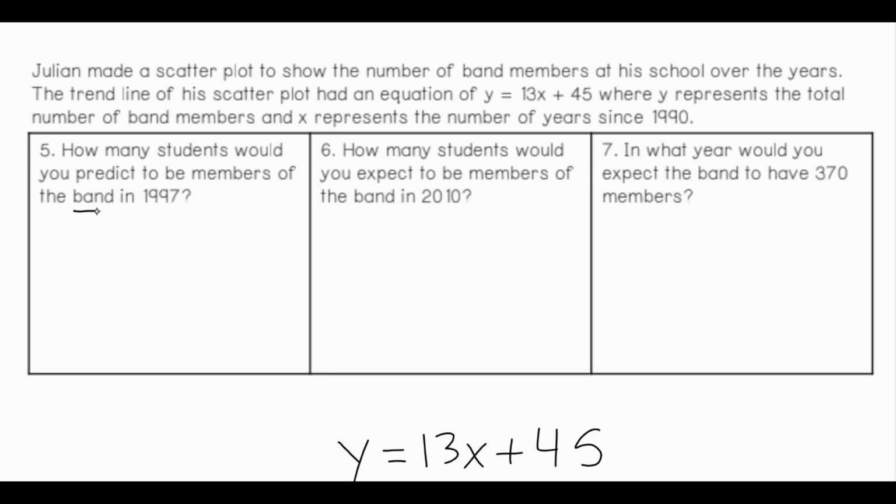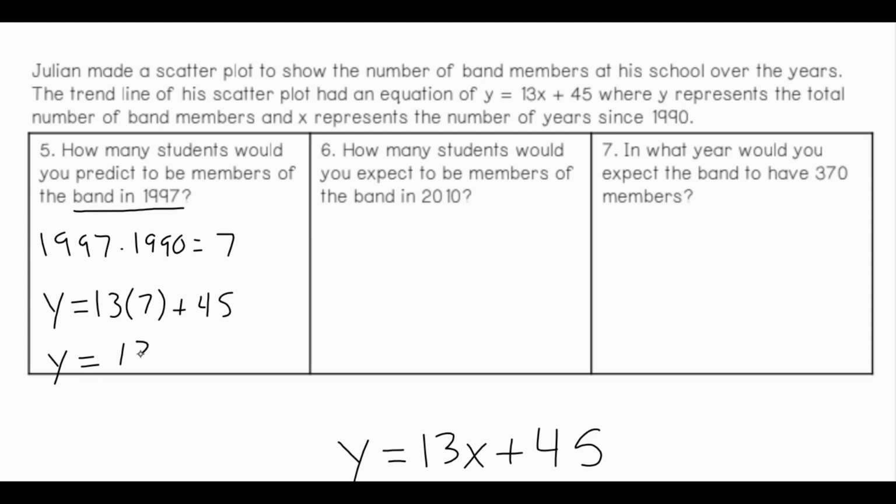Here I want to predict for 1997. So 1997 minus 1990 would be 7 years. I'm going to plug in 7 for my x in my equation, and that will tell me the total number of band members. So y equals 13 times 7 plus 45. 13 times 7 plus 45 gets me a total of 136 members. So in 1997, I would expect there to be about 136 members.